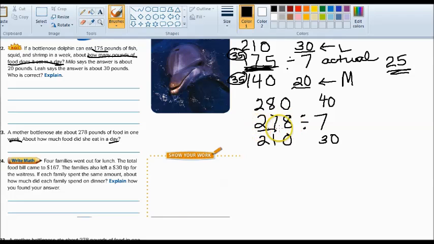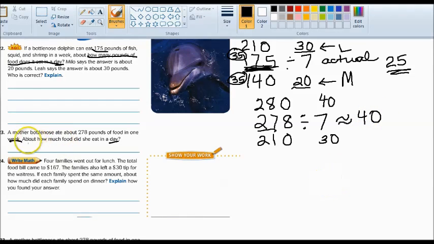Well, as we look at the number 278, we can see that it is by far closest to 280. It's only actually different by 2. So our real actual quotient is going to be very close to 40. And that is our estimated quotient.